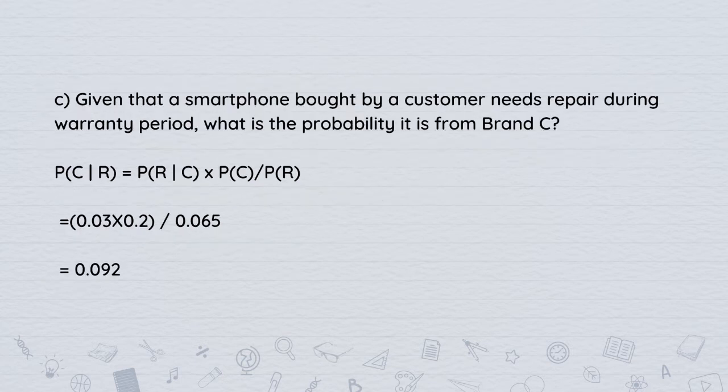The last question is, given that a smartphone bought by a customer needs repair during the warranty period, what is the probability it is from brand C? So the probability of brand C given repair, PCR, equals PRC times PC divided by PR. This is the formula. PRC is 0.03, PC is 0.2, so 0.03 times 0.2, and then we divide by 0.065. The final answer is 0.092.